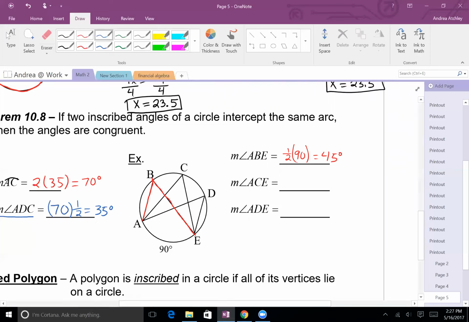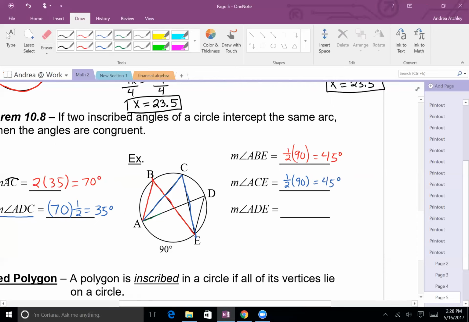Now ACE, so here's ACE. Alex, what's ACE going to be? The angle is smaller than the arc, not bigger. So 45 again. It's going to be 1/2 of 90 again. Okay, so they intercepted that same arc.